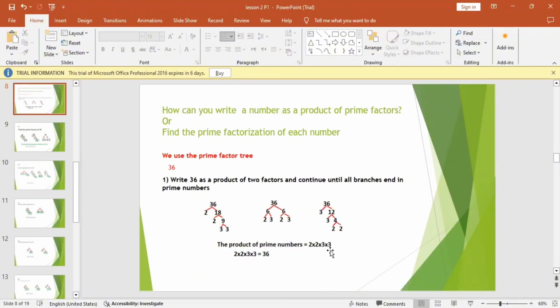Let's try to multiply. 2 times 2 is 4. 4 times 3 equals 12. 12 times 3 is 36. So I can get 36 by multiplying 2 by 2 by 3 by 3. And all of these numbers are prime.